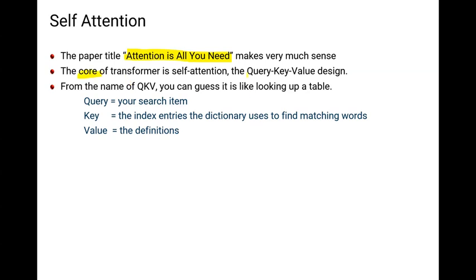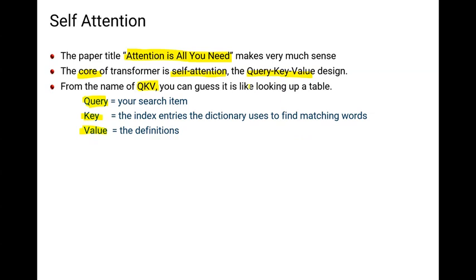And the core of this so-called self-attention is this query, key, value design. What are they? Sometimes, in short, it's just called QKV. So the query, it means this mechanism involves the query, the key, and the value. Okay, three components.